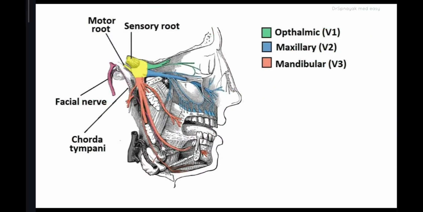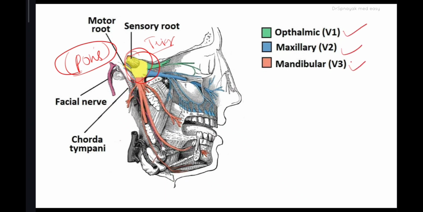Actually, the trigeminal nerve is originating from the pons of the brain. From the pons area of the brain it is originating, and it is forming a ganglion which is called the trigeminal ganglia. And from this trigeminal ganglia, it is dividing into three branches. First one is V1, second one is V2, third one is V3.